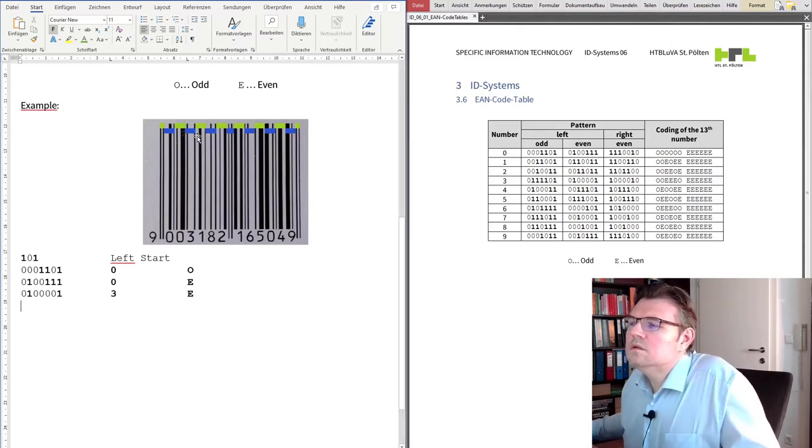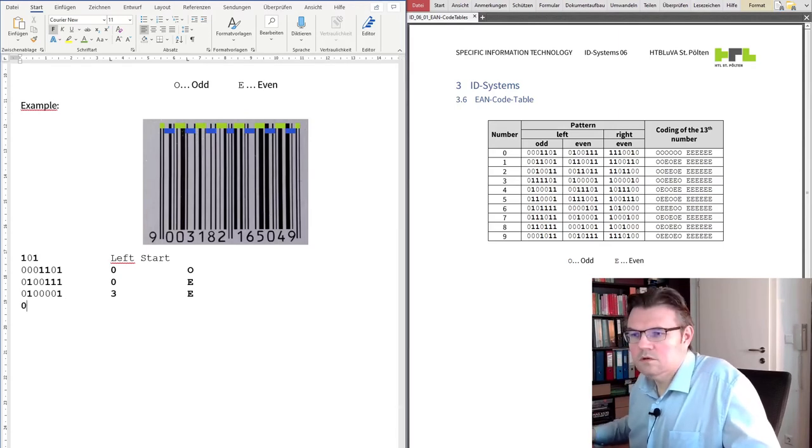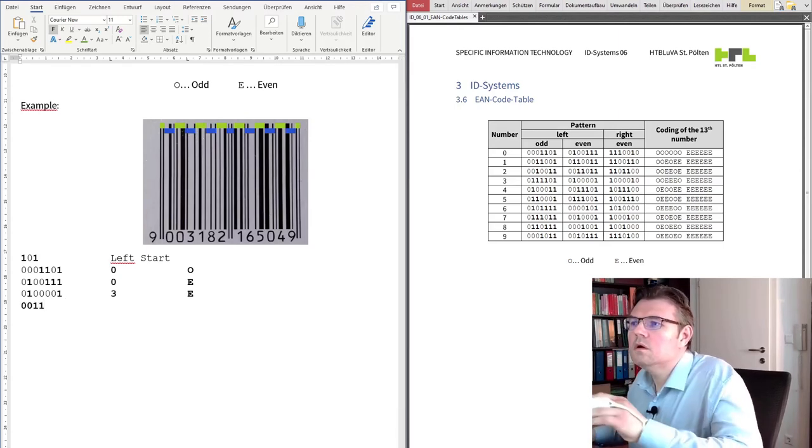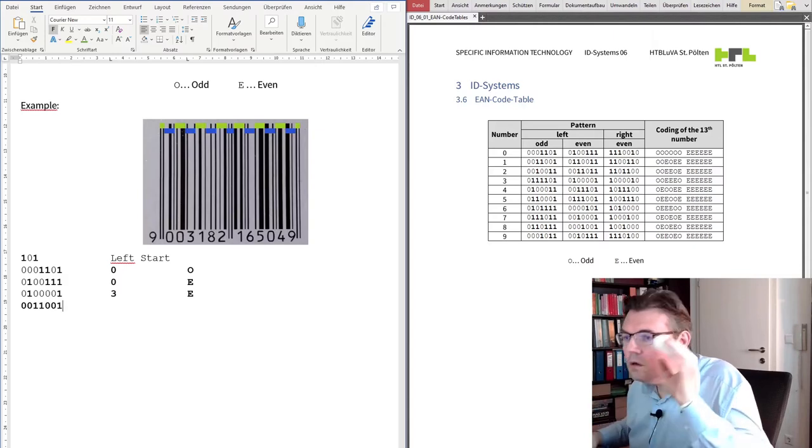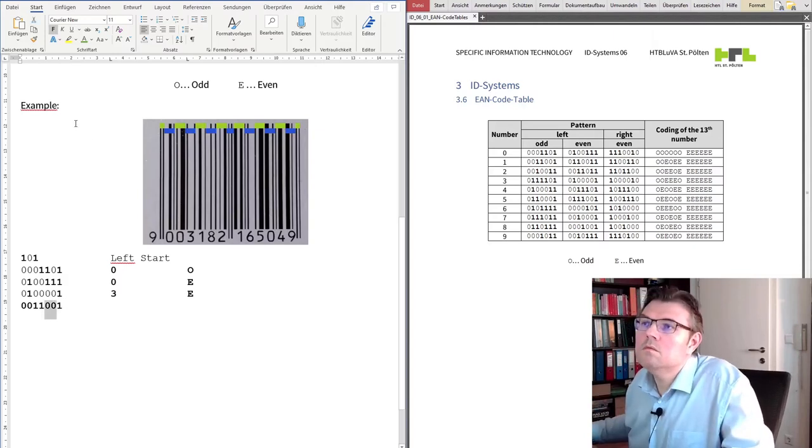Next one: 0 0 1 1 0 0 1. This is a 1, and with coding odd.